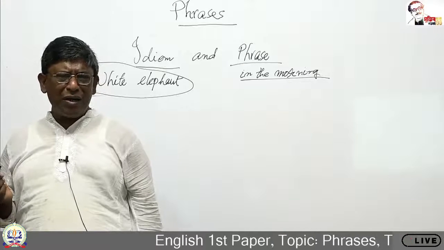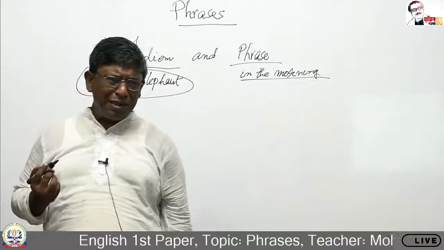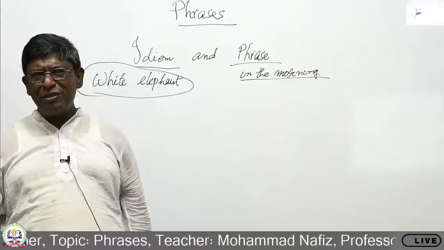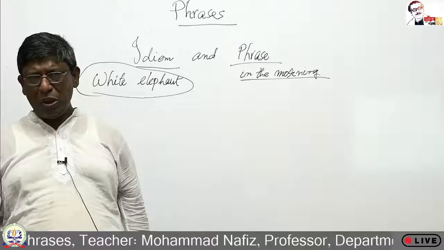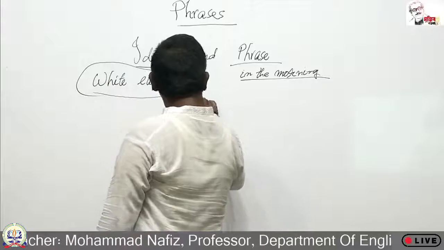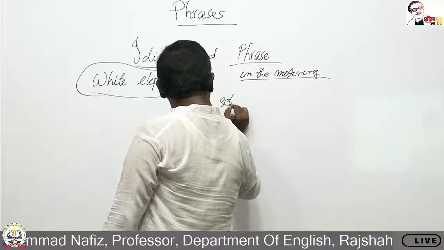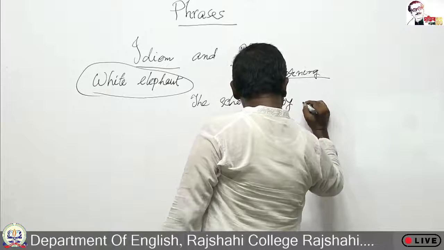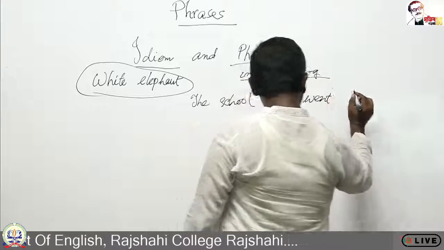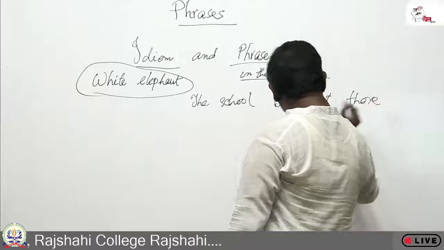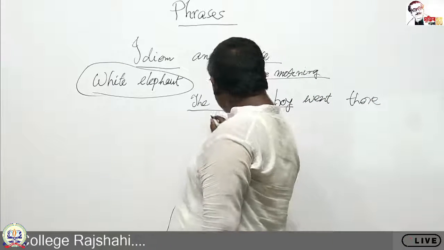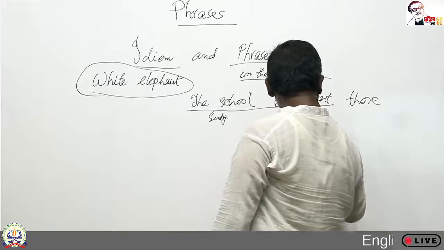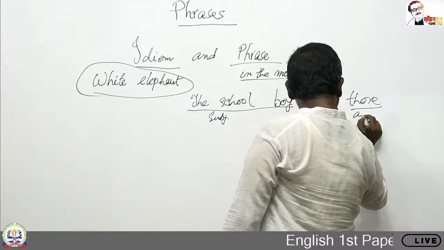Some units are made with a single word. When a unit is constructed with a single word, the word is termed parts of speech. For example, the schoolboy went there. We have three units in this sentence. The schoolboy is the subject. Went is the verb in the sentence, and there is the adverb.